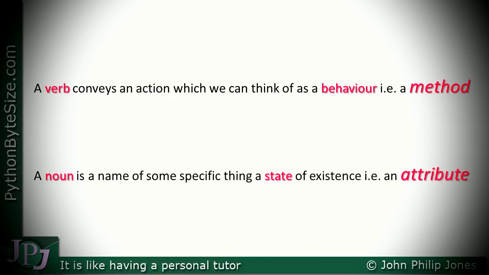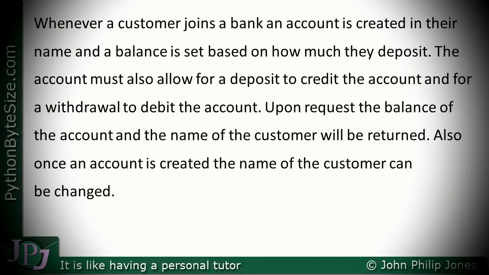A noun is a name of some specific thing, a state of existence, i.e. an attribute, or more precisely, a data attribute, often called data fields. It's something that is likely to become a variable within our particular class that we wish to build to implement the specification given. Returning to the specification, I'm now going to try and identify all of the verbs and nouns that appear. And these verbs and nouns will then suggest what might be useful to help me build a class to implement this particular specification here.